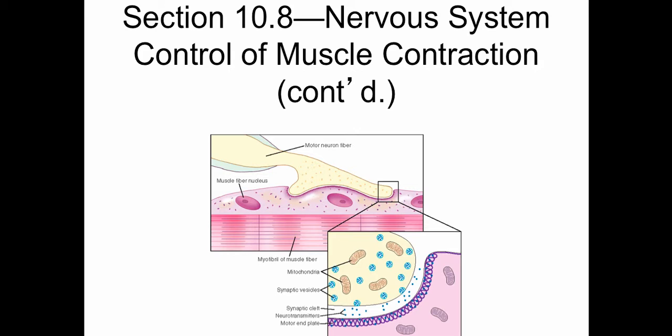This is an illustration of the neuromuscular junction. Neurotransmitters from the motor neuron are released into synapses where they attach themselves to the motor end plate of the muscle fiber.